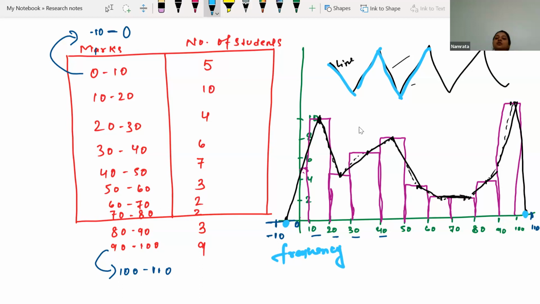But don't forget to join it with the x-axis. That means by taking the same interval, you also have to join both the end points of the line with the x-axis. Okay.